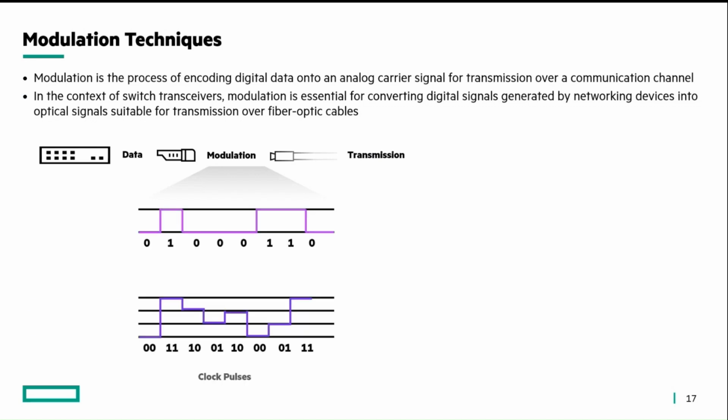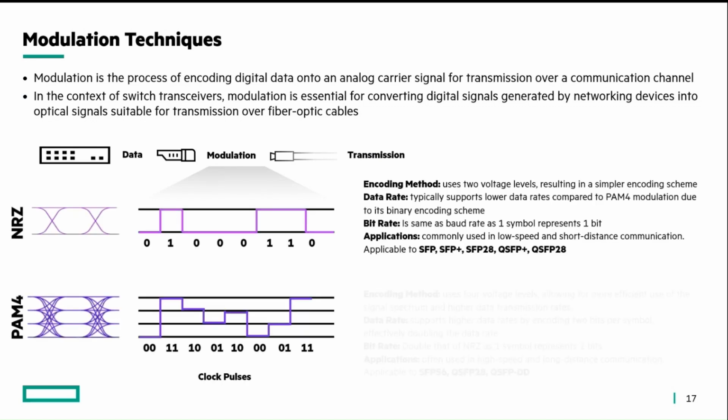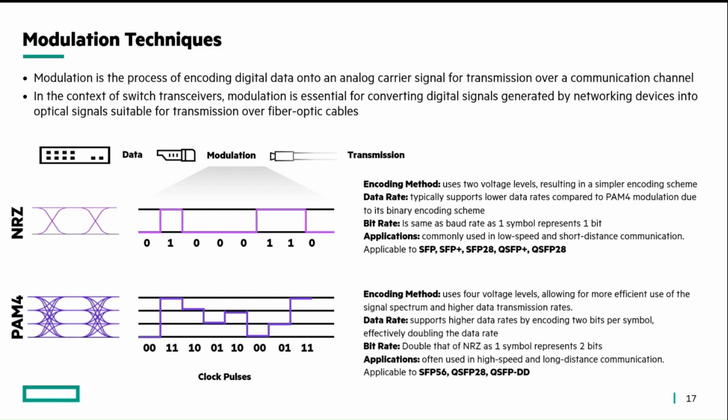Now we currently broadly have two types of modulation in our transceivers. The first one is NRZ and the other one is PAM4. Both of them are very different on various factors, and let's discuss each of them briefly. The first one is the encoding method. For NRZ, we only have two voltage levels, that's 0 and 1. On the other hand, for PAM4, we have four voltage levels, that is 0, 1, 2, and 3.